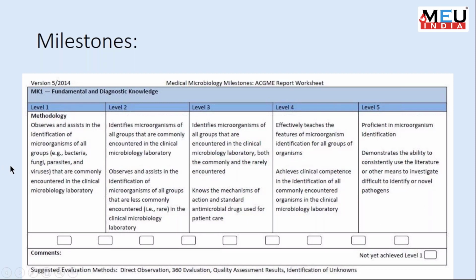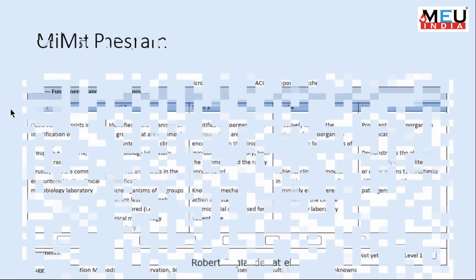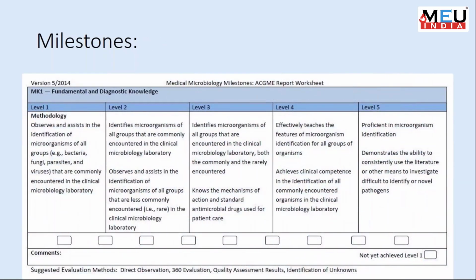So this is how during their progress they are being assessed by various groups of people. You can see that is direct observation, 360-degree evaluation, quality assessment result, identification of unknown. So various different types of assessments are used. Remember, once again, it is not a single type of examination taken at one time which will decide whether the student has acquired the skill or not, whether the student has acquired competency or not.